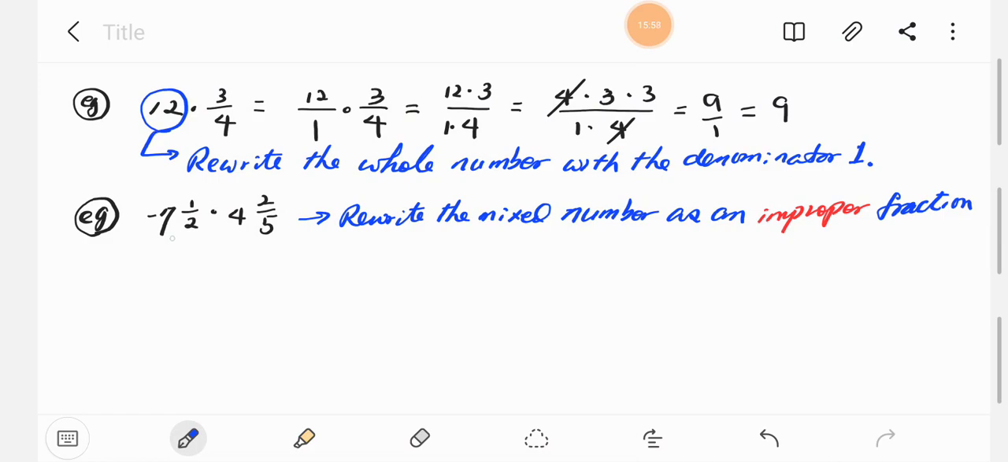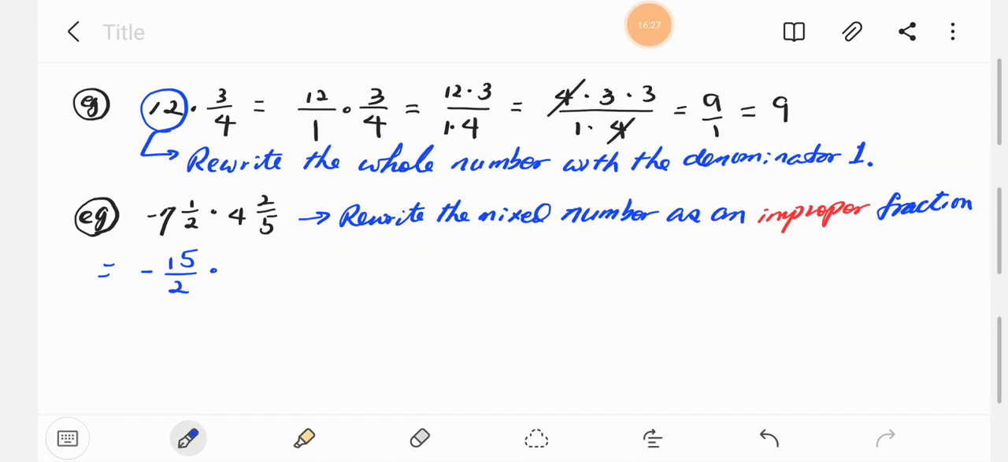Okay, how about this? I'm going to multiply two mixed numbers. Then we have to convert the mixed number into an improper fraction. So this is equal to the improper fraction for this. The first fraction is what? Mixed number is 7 times 2 is 14. And 14 plus 1 is 15, right? So negative 15 over 2.